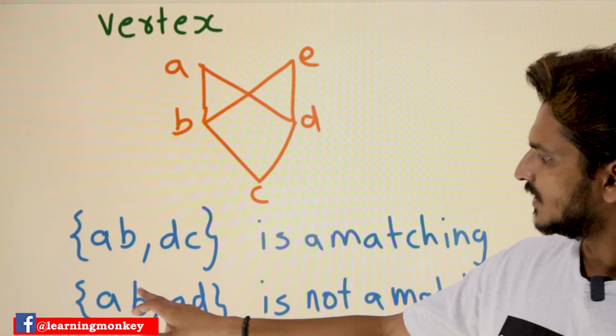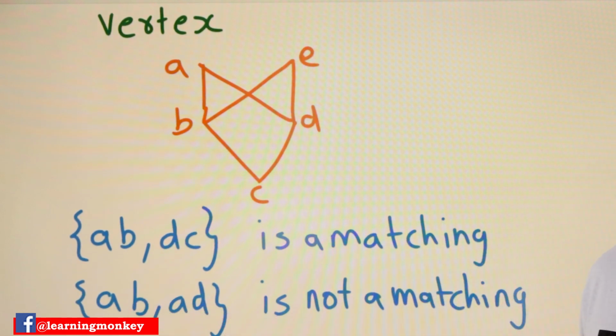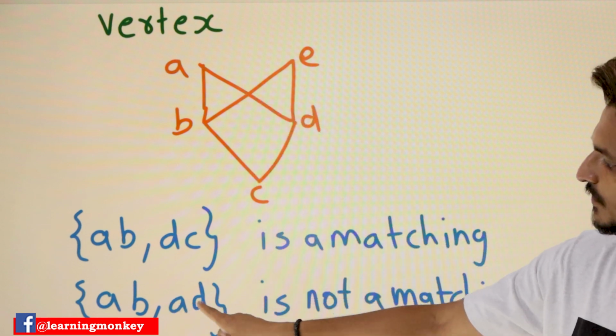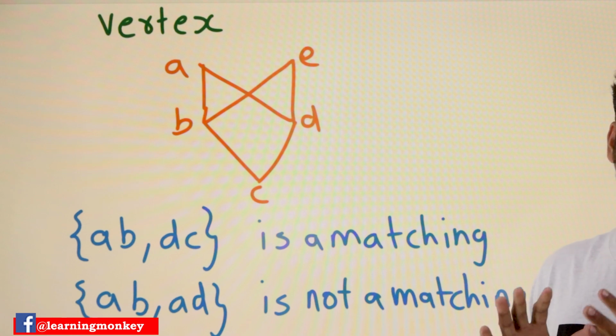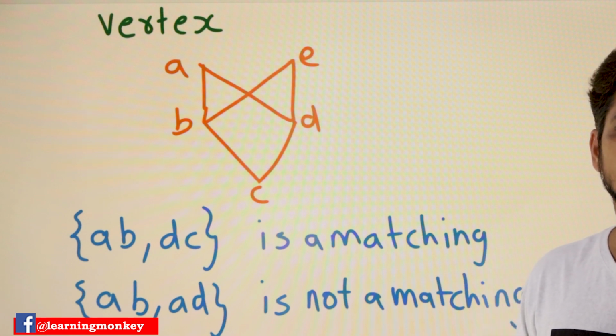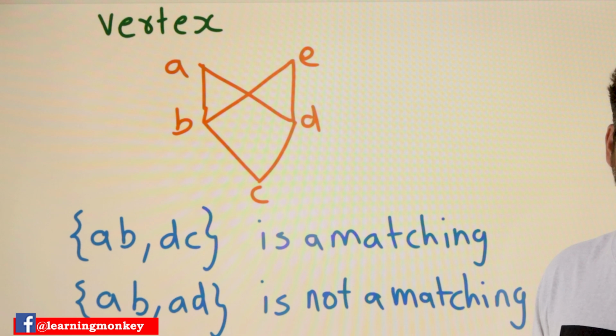Let's take one more example. AB, AD. Here it is sharing a common vertex. A is common. AB, AD. There is a common vertex. So it is not a matching. That is what the definition of matching says.